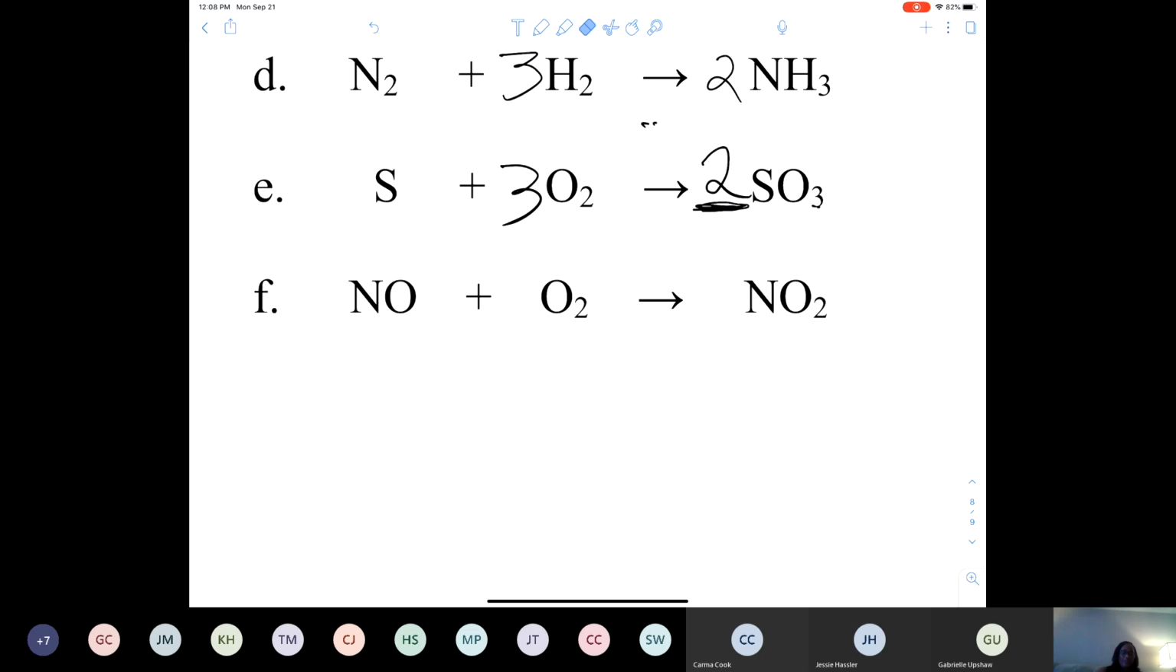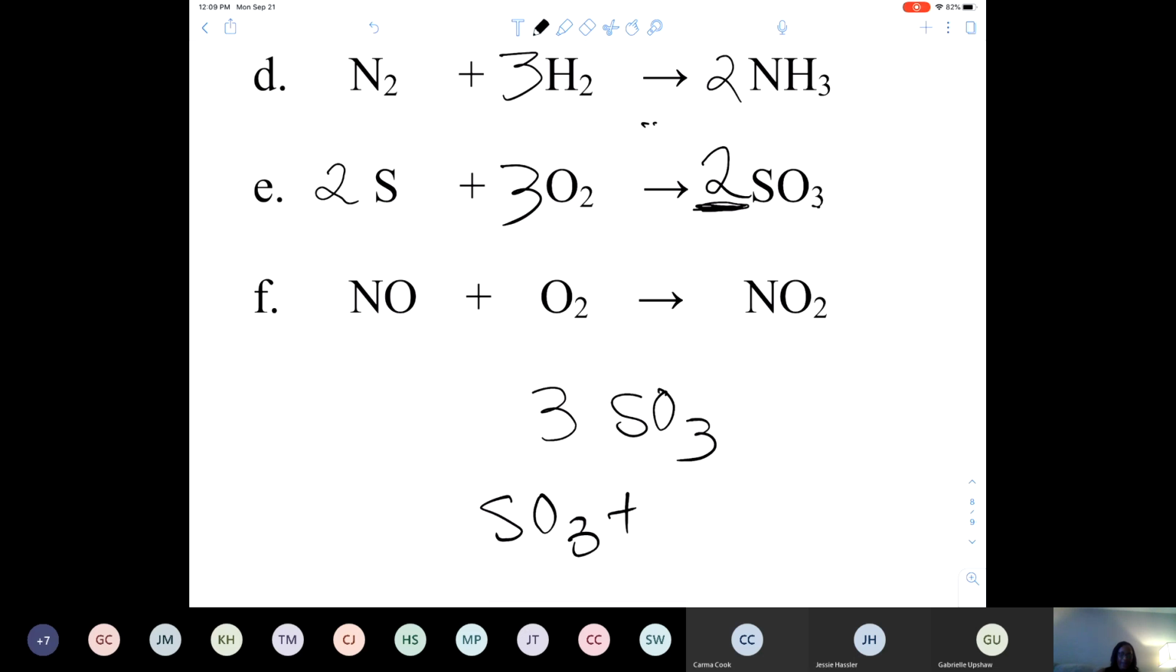So now we've got 6 oxygens on each side. But now that gives us 2 sulfurs. So we'll need to also put a 2 here. Because if we put a 3 here, that's saying we got 3 SO3s, and that's SO3 and a SO3 and then another SO3. That will give us 3 sulfurs and 9 oxygens. So whenever you put a coefficient, which is a number in front of a compound, that coefficient will be multiplied times the subscript to give you the total number of those atoms.